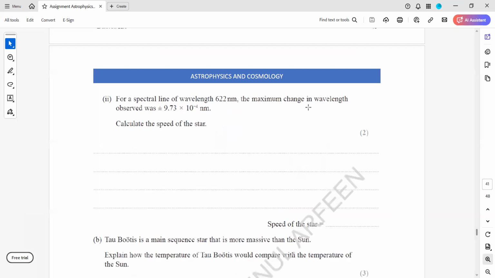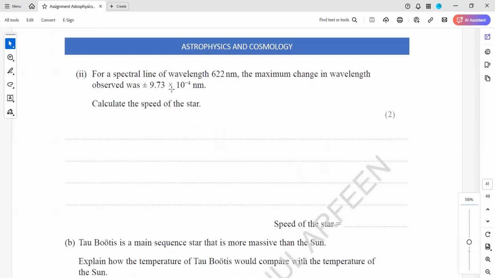Next, for a spectral line of wavelength 622 nanometers, the maximum change is given. Maximum change means delta lambda is given. The maximum change in wavelength was 9.37. Calculate the speed. How to determine the speed? There is a repeated pattern for this type of question in which we have to determine the speed of the star, or the speed of particles in the star, or the speed of a galaxy. So we determine the Doppler shift, which is the change in wavelength over the original wavelength.